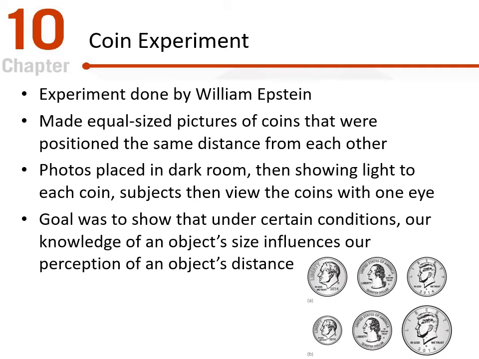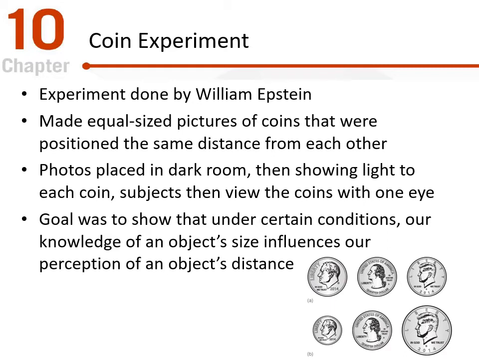So in this experiment, Epstein made equal-sized pictures of coins that were positioned the same distance from each other. And so as you see in the picture below, there are two rows. In the first row are the pictures of the coins that he actually used, and the bottom row is the actual size of the coin. So he used a dime, a quarter, and a $50.